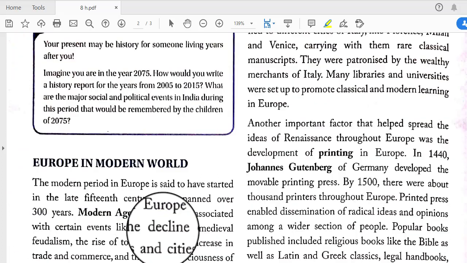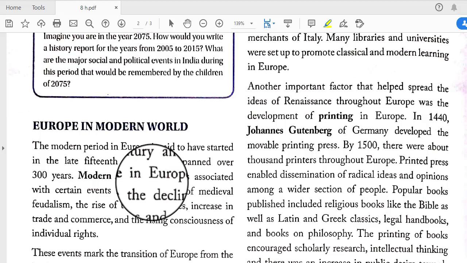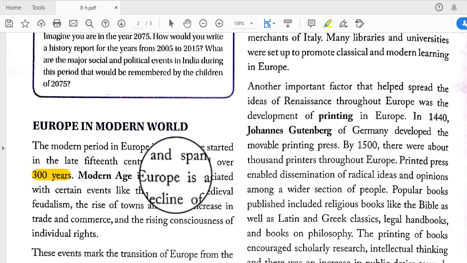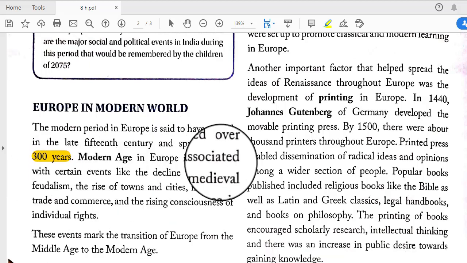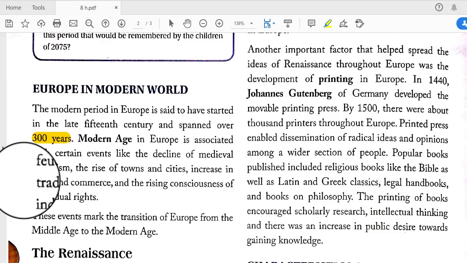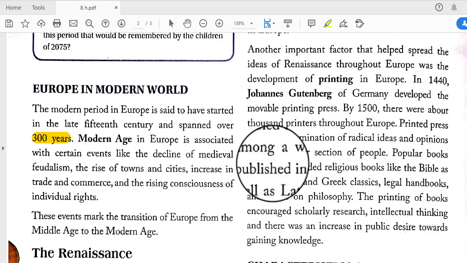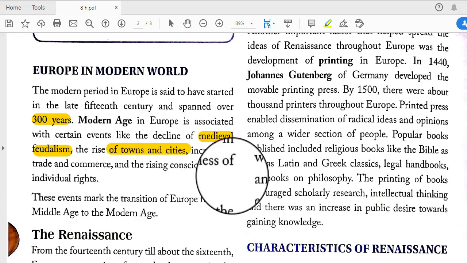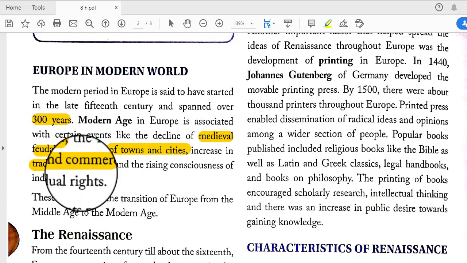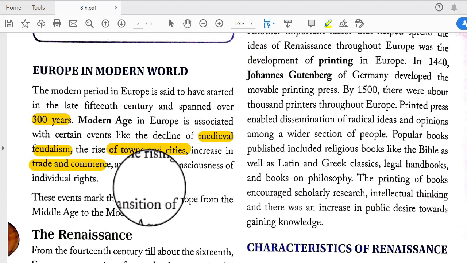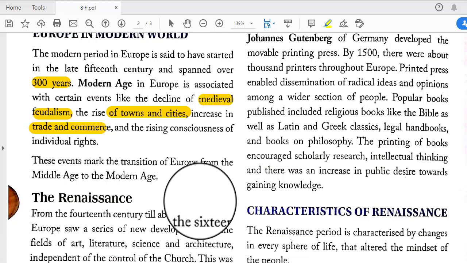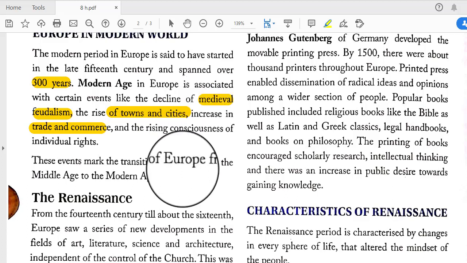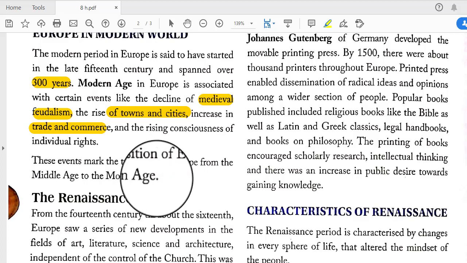Next is Europe in the modern world. The modern period in Europe is said to have started in the late 15th century and spanned over 300 years. The modern age in Europe is associated with certain events like the decline of medieval feudalism, the rise of towns and cities, an increase in trade and commerce activity, and the rising consciousness of individual rights. These events mark the transition of Europe from the Middle Age to the modern age.